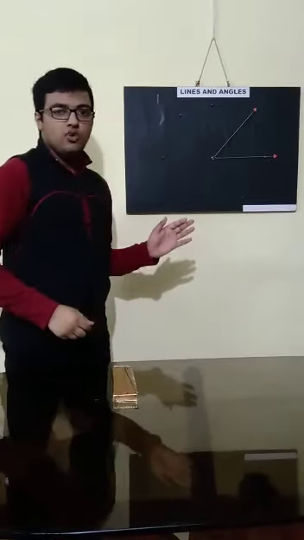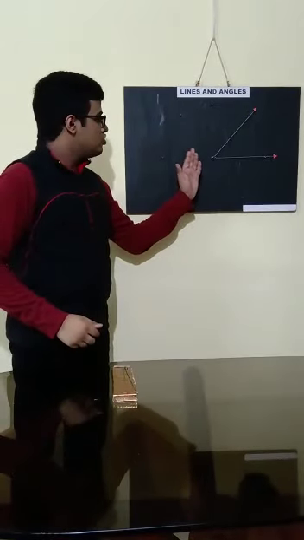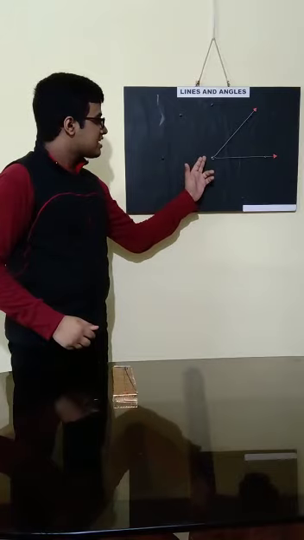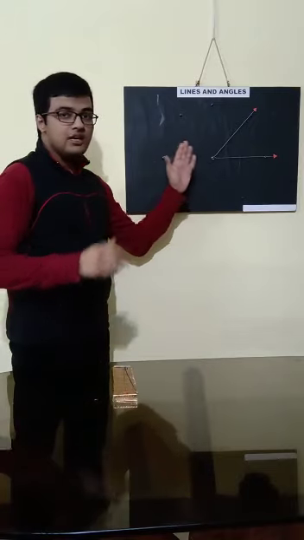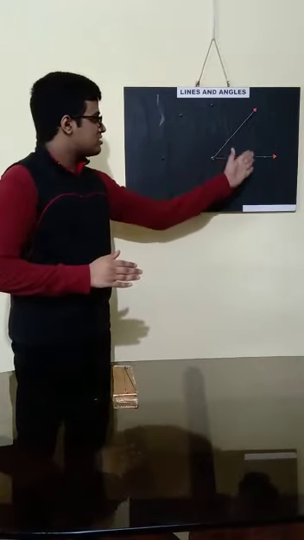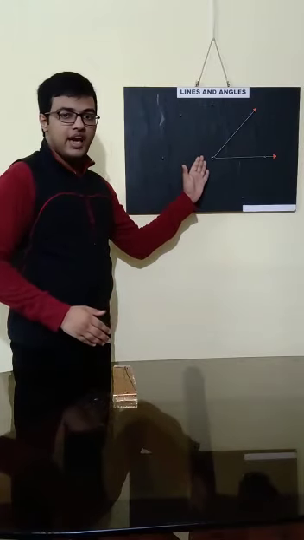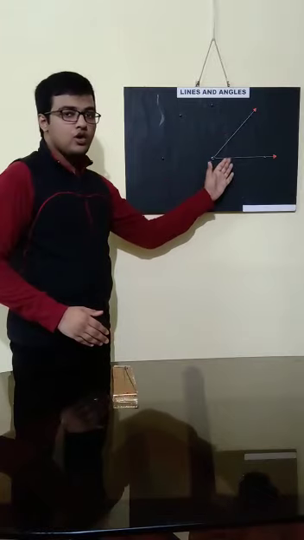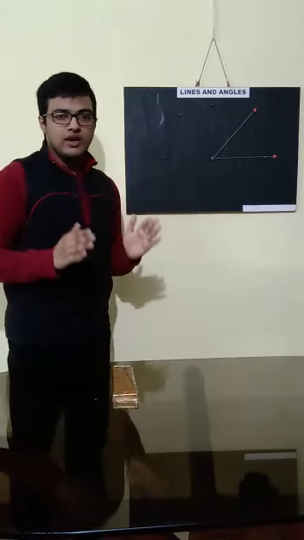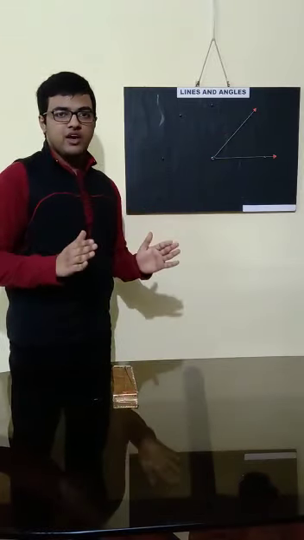Now let us study what is an angle. An angle is a union of two rays having a fixed starting point but extending indefinitely in both the directions. The fixed common point is called the vertex of the angle and the two rays are called the arms of the angle. Now let us study the different types of angles.